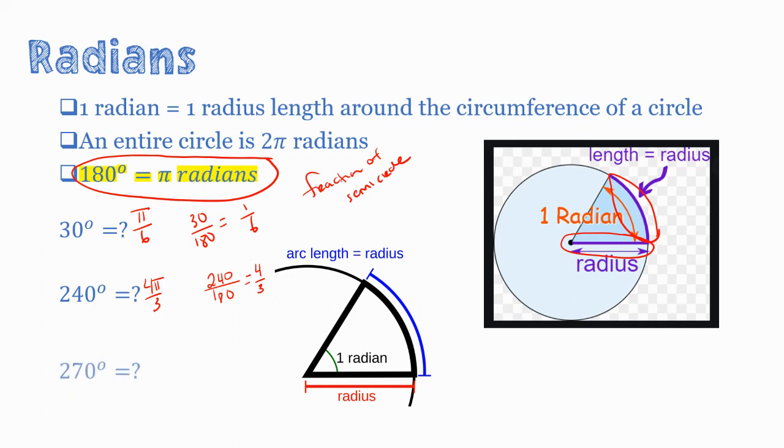Right? Pretty neat, huh? What about 270? And some of them you might start to be able to picture just like we did with the unit circle. So 270 out of 180, and I got 3 halves. So that's 3 pi over 2. Right? And you might, for that one, maybe you can kind of start to picture it.